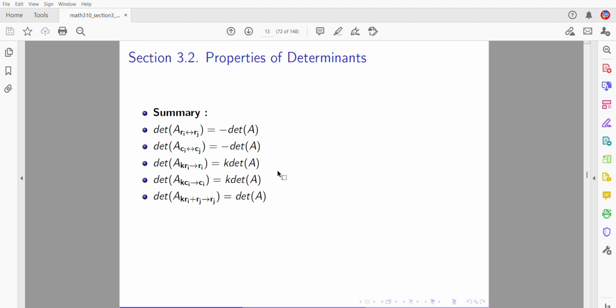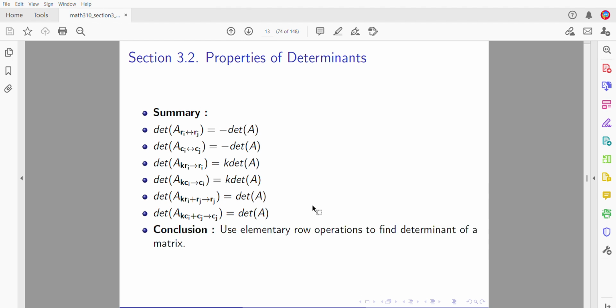Now here is elementary operation of type 3. Multiply one row by some number, add it to another row. Determinant does not change. Notice here determinant changes, here determinant changes, here determinant does not change. Same story with column operations. Row operation of type 3 does not change determinant. Conclusion, use elementary row operations to find determinant of a matrix.